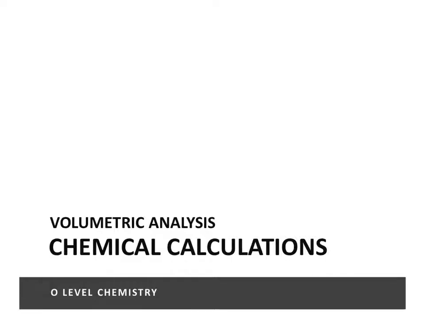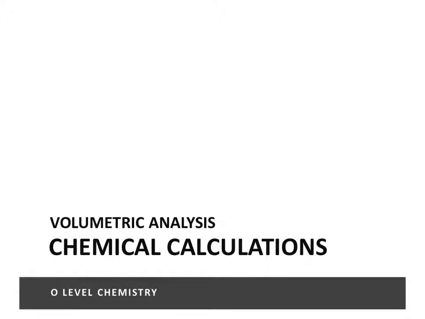Now this is the last lesson for chemical calculations. We're going to look at a specific example of how chemical calculations can be put to use in an experiment. The type of experiment that we're going to look at is called volumetric analysis. Now, what is volumetric analysis?